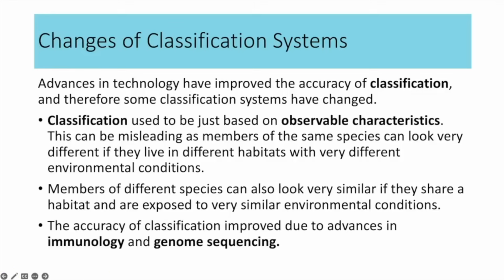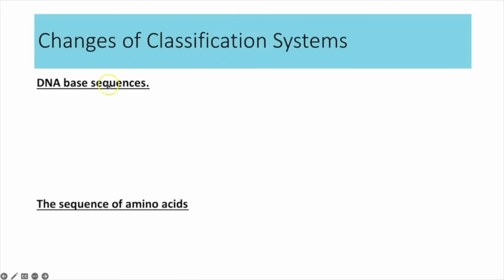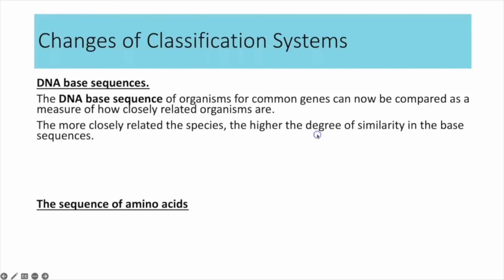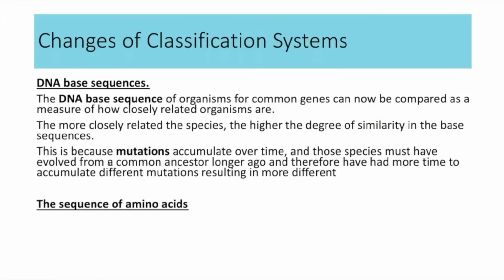So the accuracy of classification improved a lot when we had advances in genome sequencing and immunology to be able to compare our molecular similarities and not just observable characteristics. So some of these changes in classification systems include comparing DNA base sequences. So a common gene across different species would be selected, and the DNA base sequence for that gene would be compared. The more closely related the species is, the more similar that DNA base sequence would be. And that is because different species can't reproduce together, and therefore they can't share their DNA.